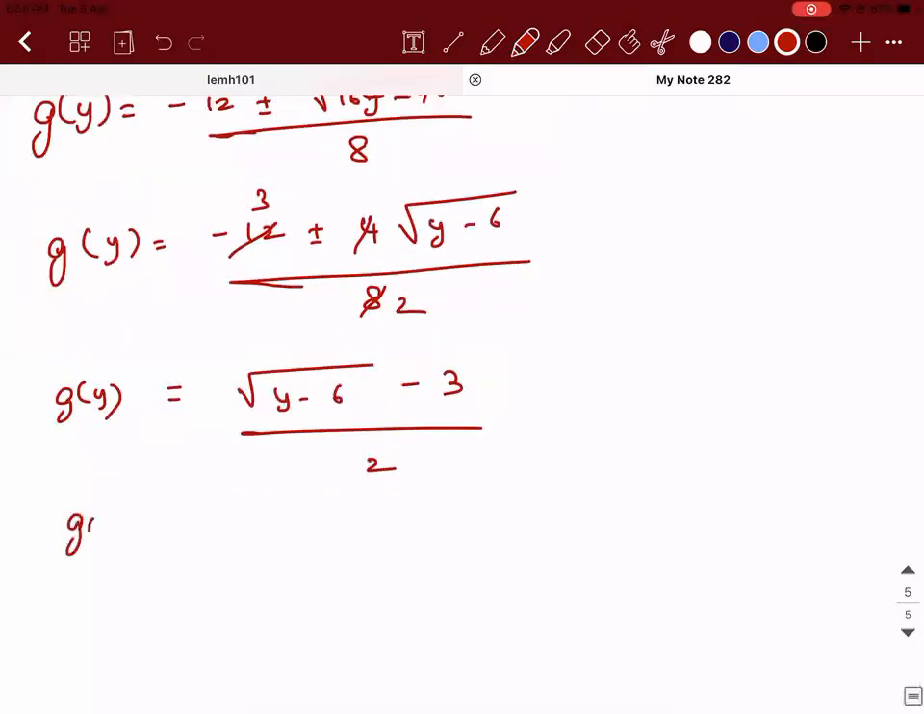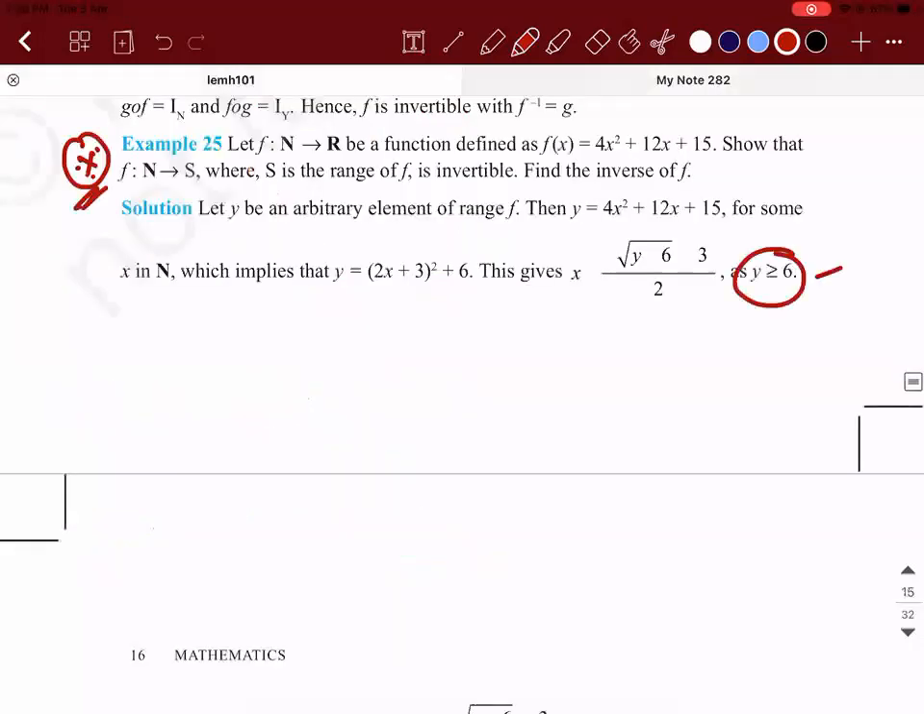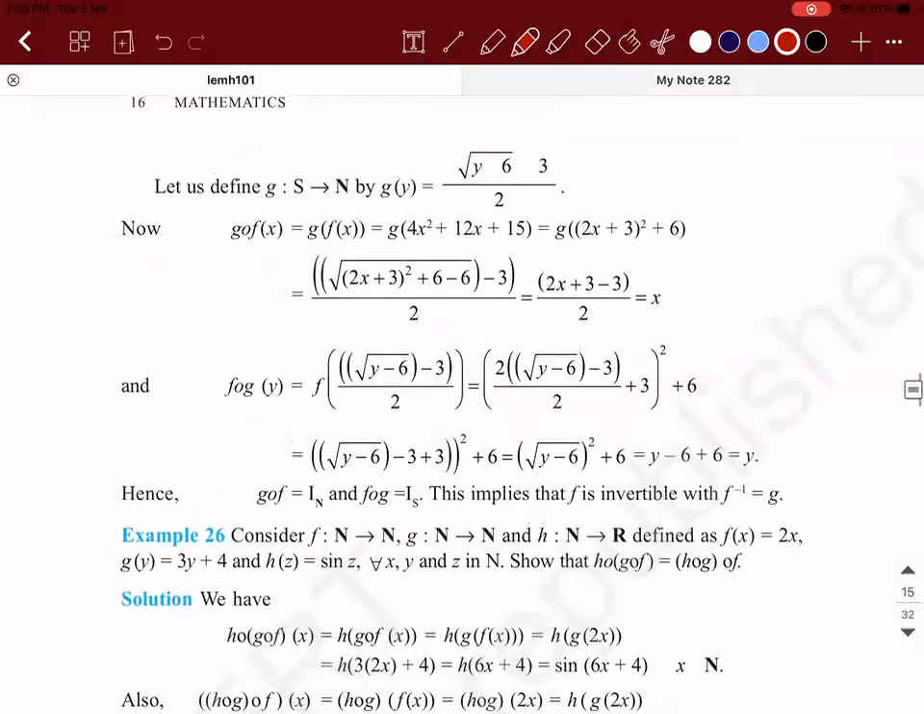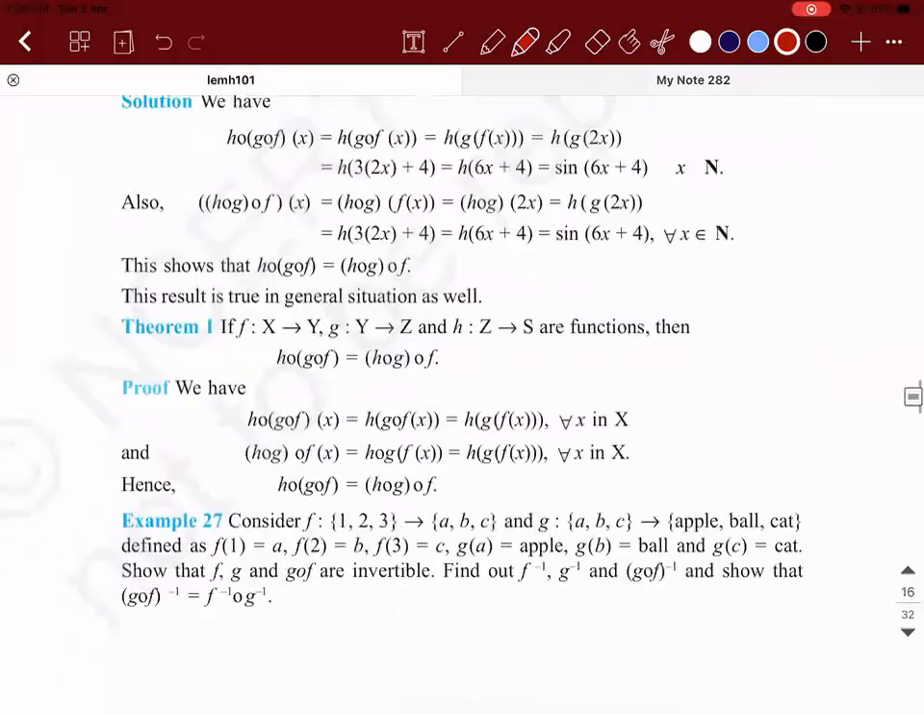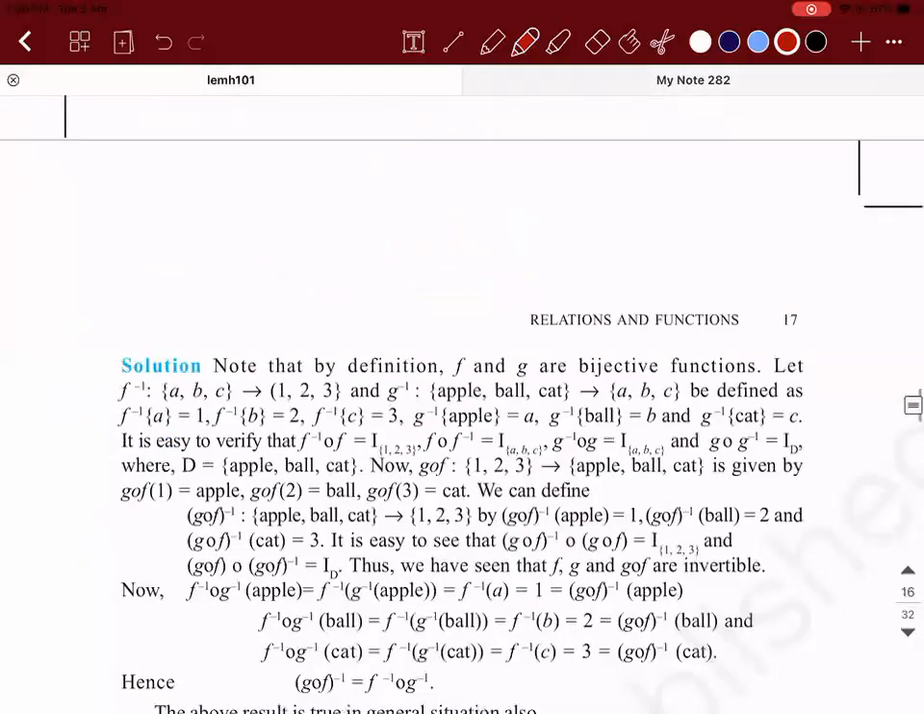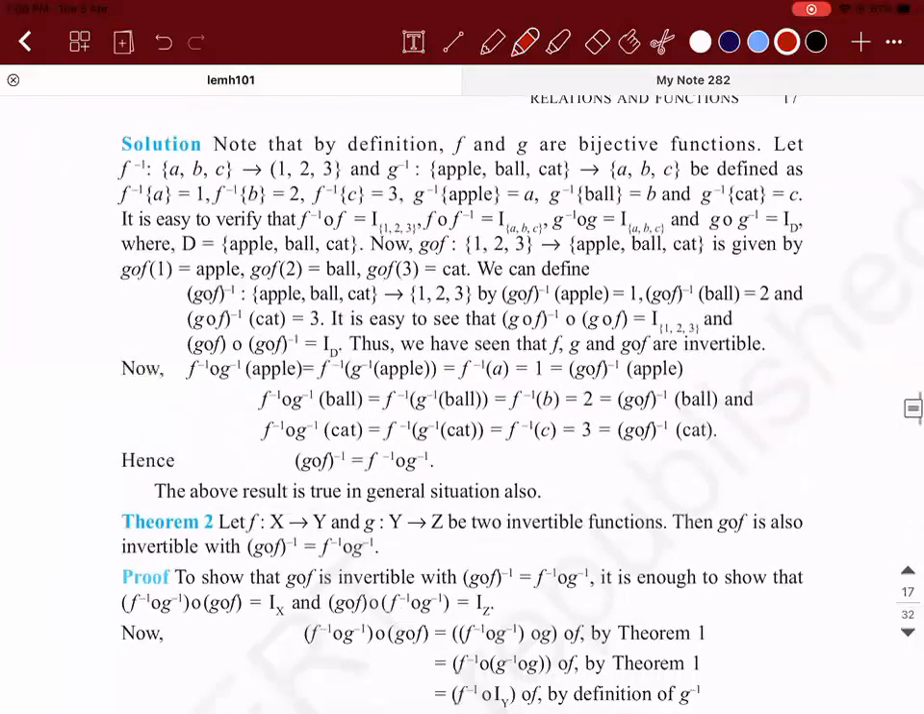Then what will be the value of g of x? Root x minus 6 minus 3 divided by 2. So in your textbook, they have not given you the inverse. If you take this and substitute it in f of g of x, you will get the answer as x. Okay. So this is all about the inverse of a function.